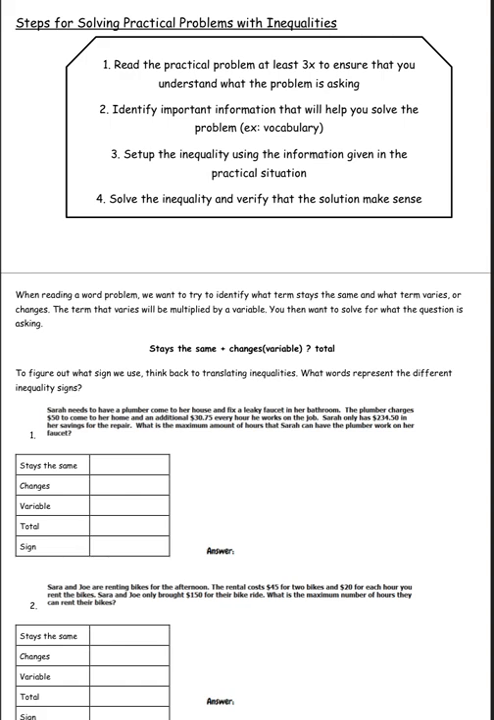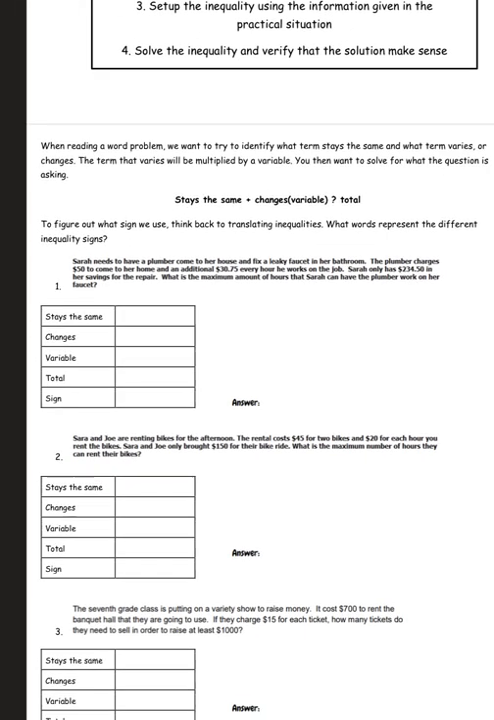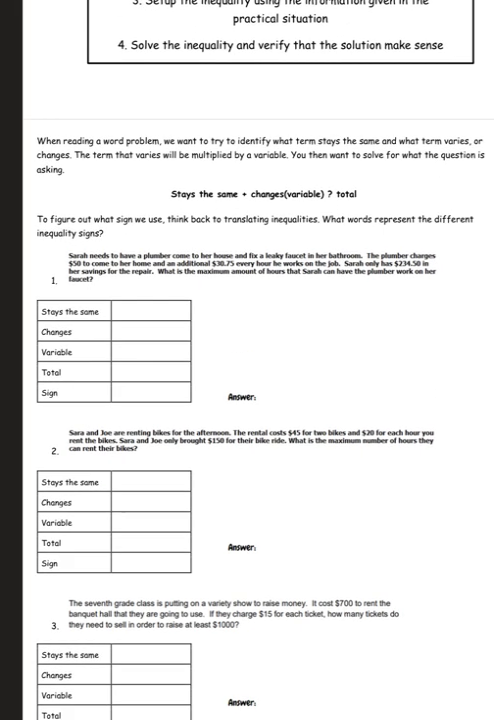So now we're going to identify important information that will help us solve. All right. So on the side, I put a box. If you look up here, it says stays the same plus changes times the variable equals the total. All right, so in this situation, what is going to stay the same? What is going to be our constant? We know that the plumber charges $50 to come to our house. We know that it's an additional $30.75 for every hour he works. She only has $234, and we want to know the maximum amount of hours, all right?